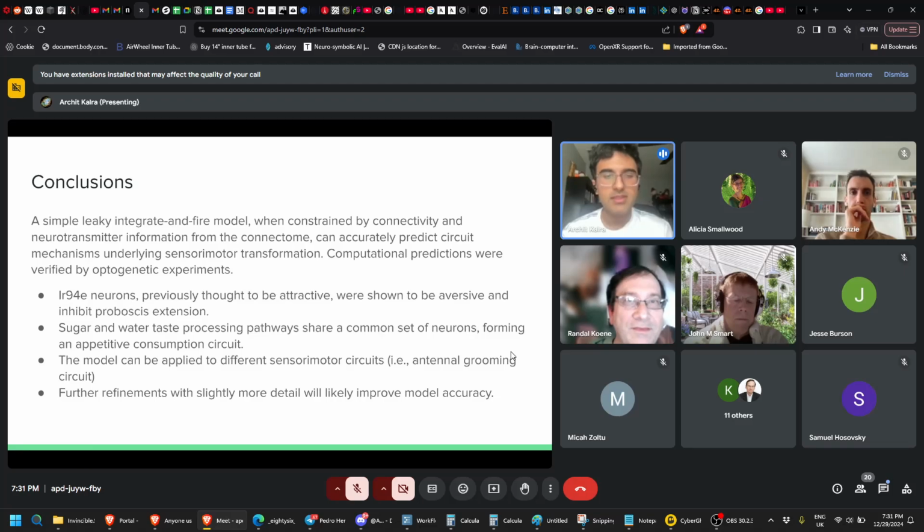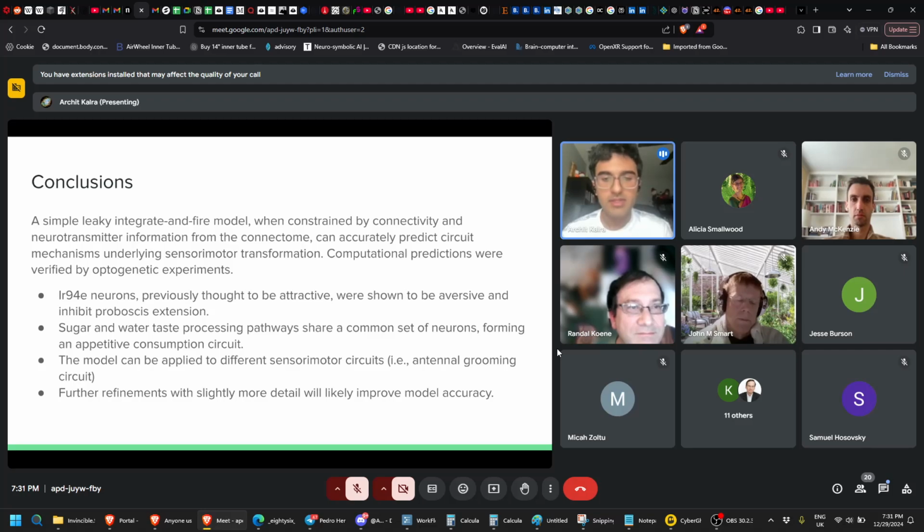So conclusions of the study were that a simple leaky integrate and fire model, when constrained by connectivity and neurotransmitter information from the connectome, can accurately predict circuit mechanisms underlying sensorimotor transformation. And computational predictions were verified by optogenetic experiments, as well as that one calcium imaging study. So IR94E neurons, which were previously thought to be attractive, were shown to be aversive and inhibit proboscis extension, which is a unique feature of this computational model, because this was not previously shown by lab studies. Then the sugar and water taste processing pathways were shown to share a common set of neurons, which forms that consumption circuit, that gustatory circuit.